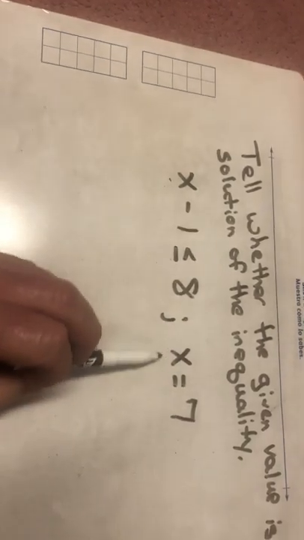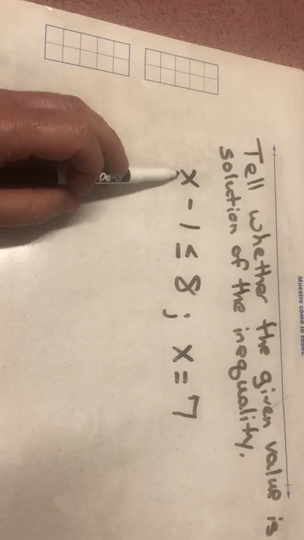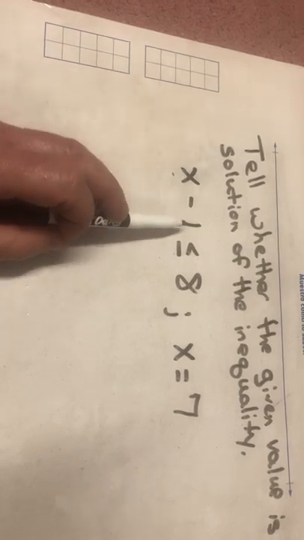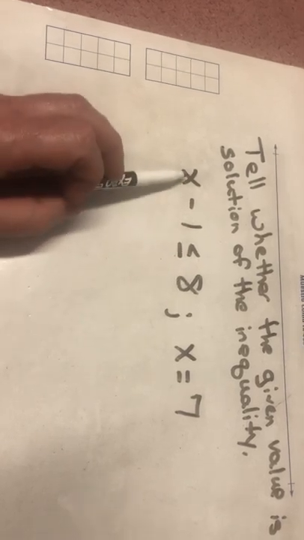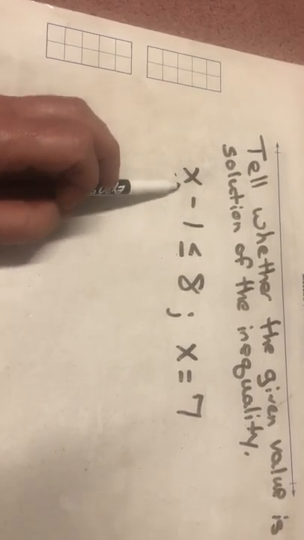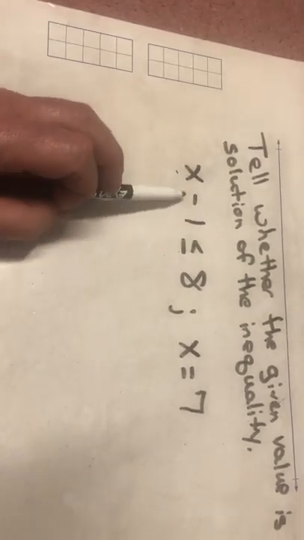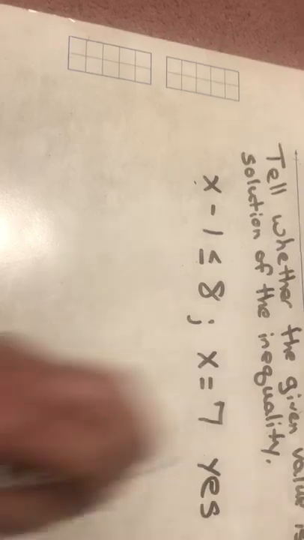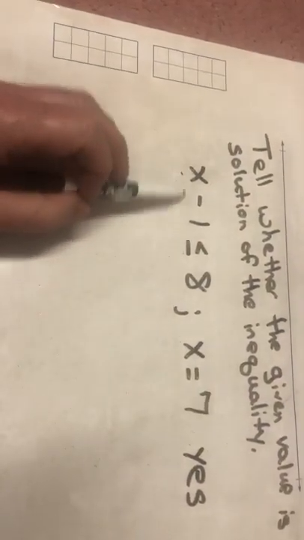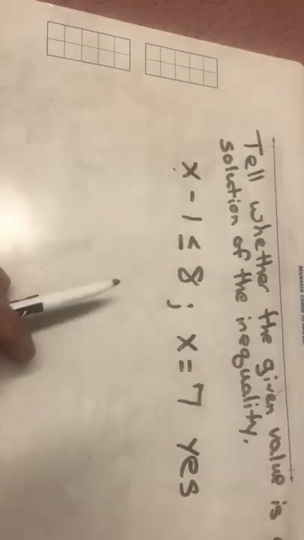Well, so this is what I do. First of all, I'm going to take 7 and plug it in for x. And it's going to say, well, 7 minus 1 is less than or equal to 8. Well, let's see if that's true. I know that 7 minus 1 is 6. 6 is less than 8. So this one would have to be a yes because it works. 6 is indeed less than or equal to 8.